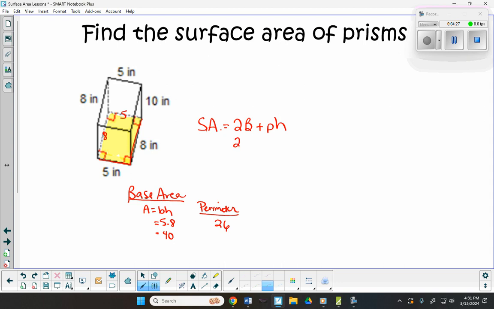So put those in. Area of the base we said is 40. Perimeter of the base is 26. And the height is the distance from the bottom rectangle to the top rectangle. And so those are 10 units apart. So the height is 10. And then you calculate that. 2 times 40 plus 26 times 10 gives you 340 square inches.